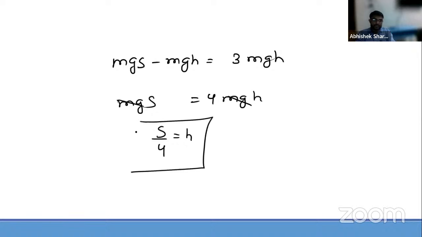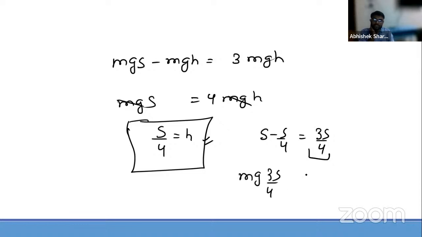So we get the height from the surface of the earth where this particle is at a point where the kinetic energy is 3 times the potential energy is s by 4. What is the speed at this point? Very simple. So s minus s by 4 gives you the converted distance, that is 3s by 4. This will be the potential energy, that is mg times 3s by 4 equals half mv square.